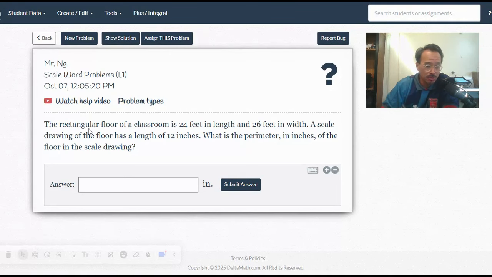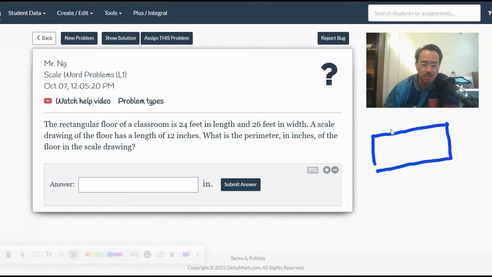Now, here we're going to do two types of scaling word problems. So let's see what they look like. So, first question. The rectangular roof of a classroom, so I'm going to draw it out. Okay, always draw things out. It's hard to just use solely your imagination. So it's 24 feet in length. I'm going to label it. And 26 feet in, okay, doesn't matter.